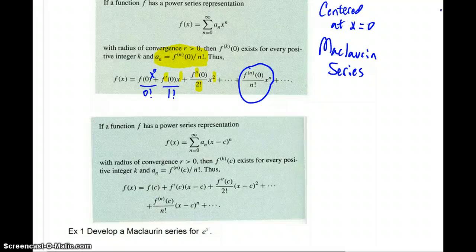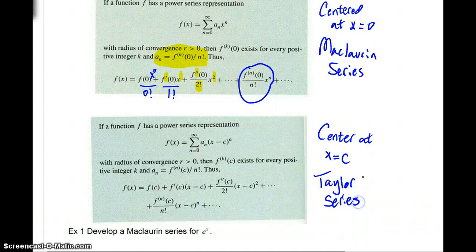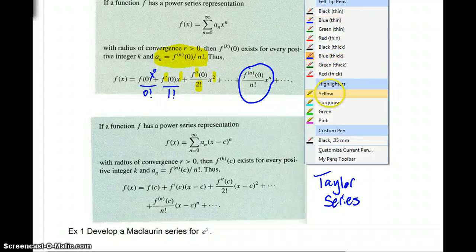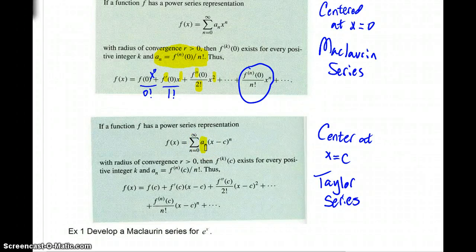Now, very similarly, if f has a power series representation centered at x equals c, well, that would be called a Taylor series. And the Taylor series you're going to see is remarkably close to the Maclaurin series. In fact, the Maclaurin series is actually a special case of the Taylor series. Once again, notice that if you wanted to find the coefficient a sub n out in front of (x minus c) raised to the n power, you will have the nth derivative of your function evaluated at c divided by n factorial.